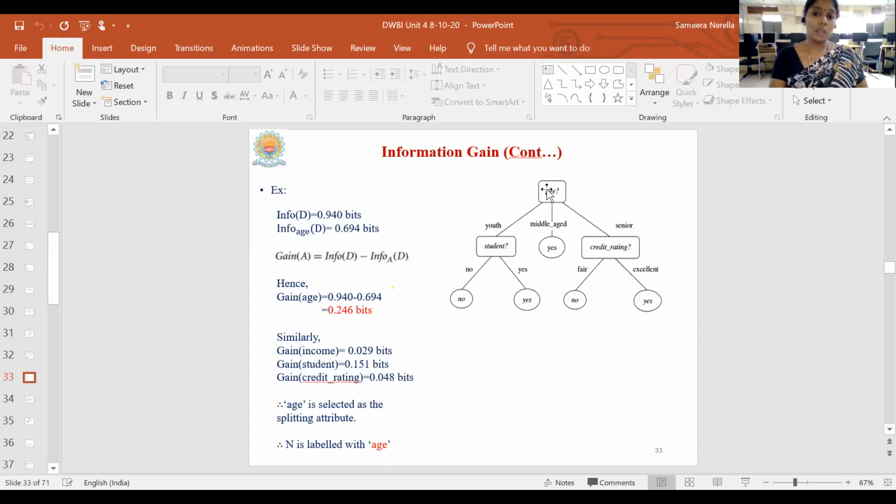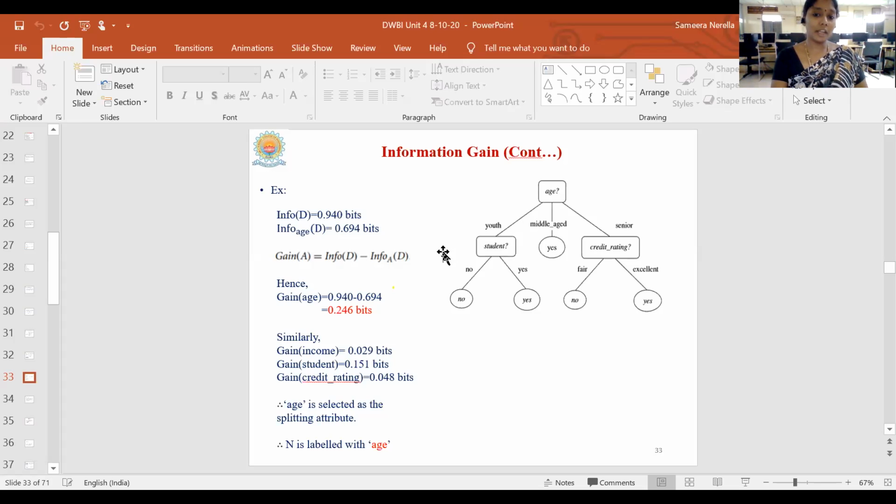So next, what to do? We need to consider the values of age. We have three values of age: youth, middle age, and senior. After that, the data set is partitioned into different parts based on the number of values. In this example, the data set is partitioned into three partitions. Here is a question: at this stage, what is the root attribute? Whenever age is selected as a root attribute, it should be removed from the list of all attributes. So now we have a list of attributes other than age.